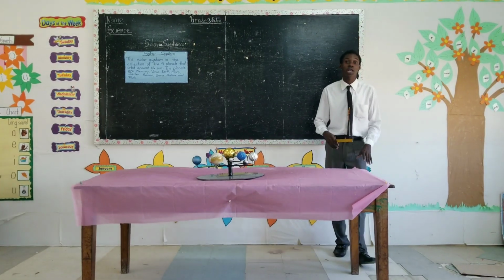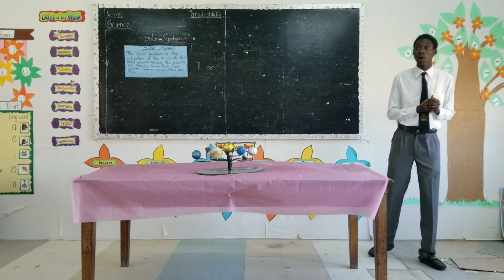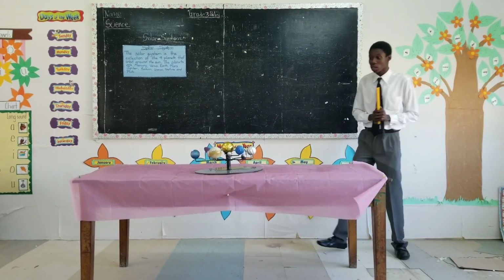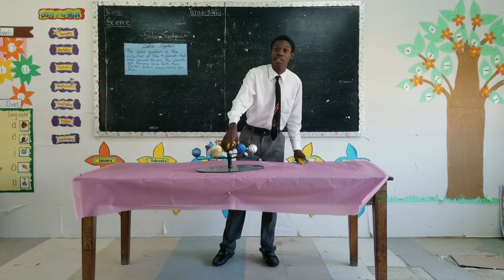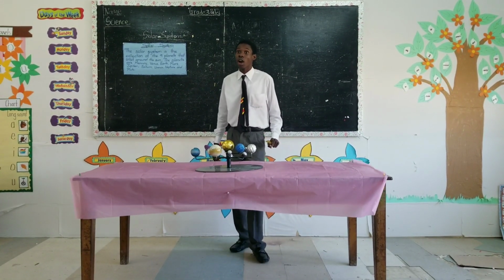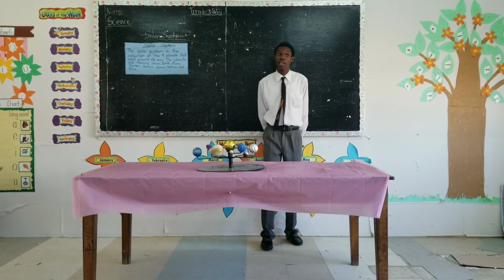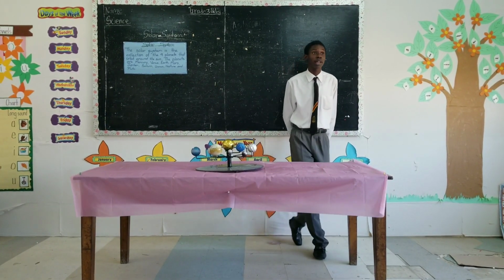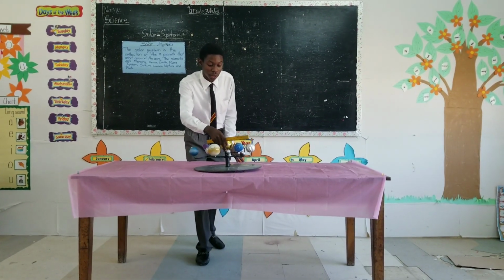Now, we all know that the sun is very hot. The sun is very what? Hot. So, how do you think the temperature of this planet is? It is very hot. Can we live on Mercury, class? No. What will happen? What will happen? We will burn up. So Mercury is the closest planet to the sun.